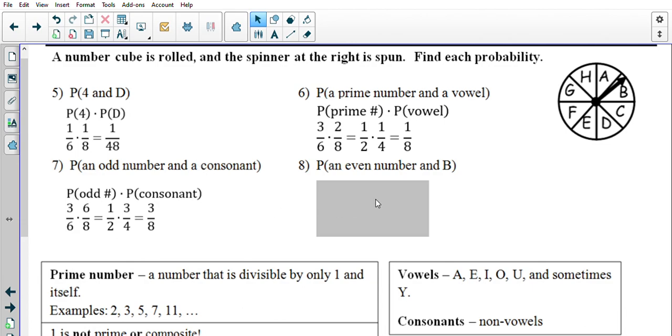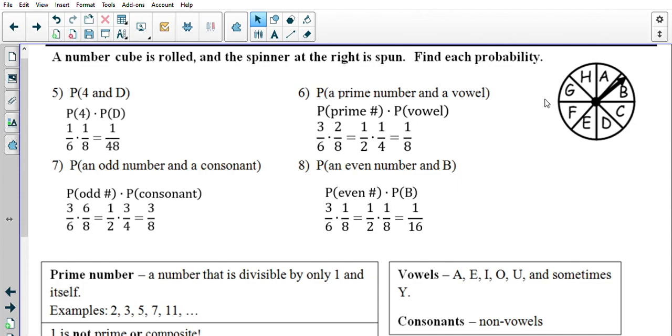Number 8, probability of getting an even number and a B. Well, even number is the same as odd number, 3 out of 6. B, there's only one section out of 8. 3/6 is 1/2. 1/2 times 1/8 is 1/16.